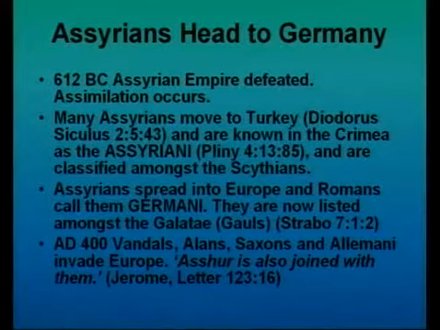And Jerome mentions about the same time, he says Ashur is also joined with them. He doesn't mean Ashur, the actual person, because he was dead a long time before, but he means the Assyrians, the descendants of Ashur, have joined with them. And so they move into Europe, particularly Germany.